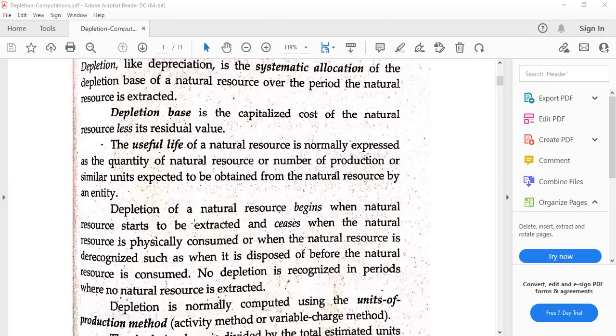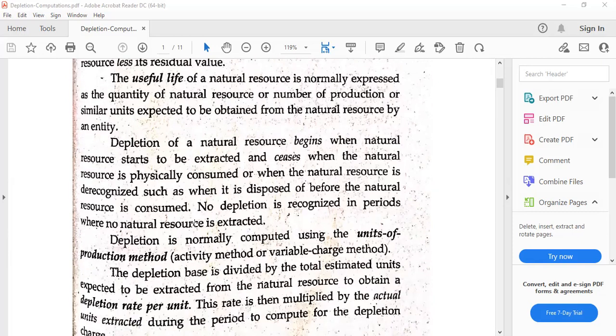Now, the useful life is normally expressed as the quantity of natural resource or number of production or similar units expected to be obtained from the natural resource, as said a while ago. Depletion will begin when the natural resource starts to be extracted, and that will be based on the actual resource extracted. Now, if there has been no extraction, meaning to say no depletion shall be recognized.